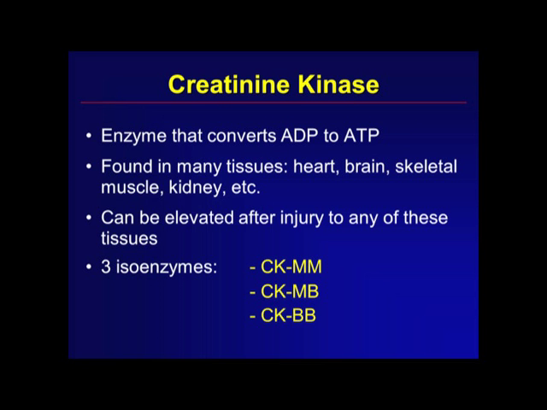Okay? We also can use creatine kinase. This is an enzyme that converts ADP to ATP. CK is found in many tissues, including the heart and the brain. And it can be elevated in injury to any of these. There are 3 isoenzymes, MM, MB, and BB. And it's the MB that we're interested in.